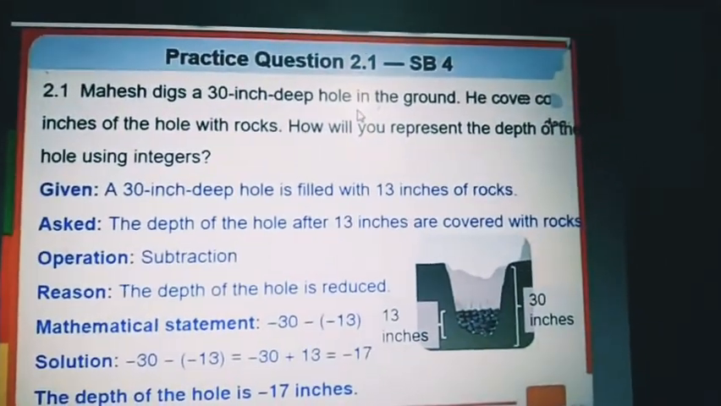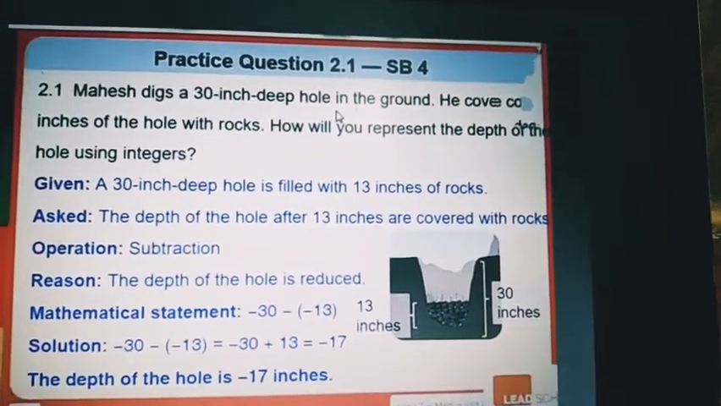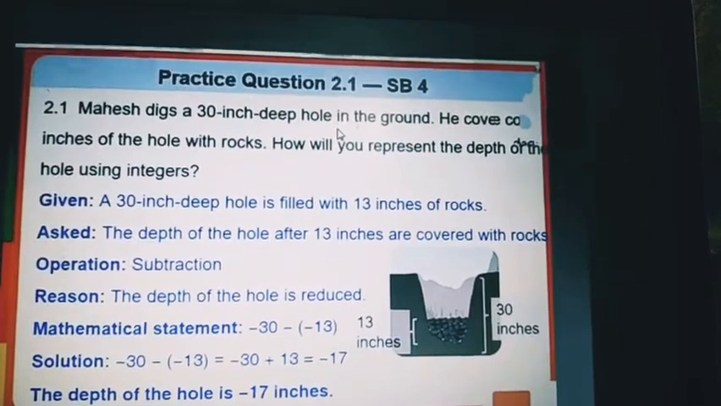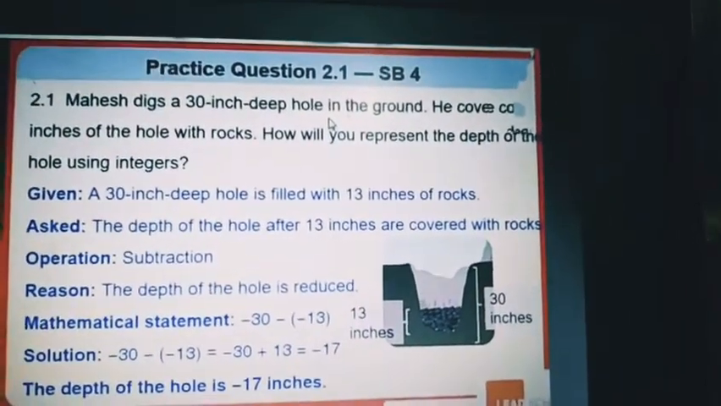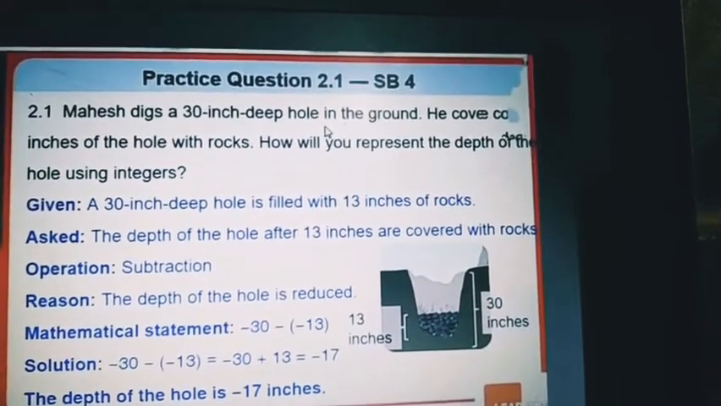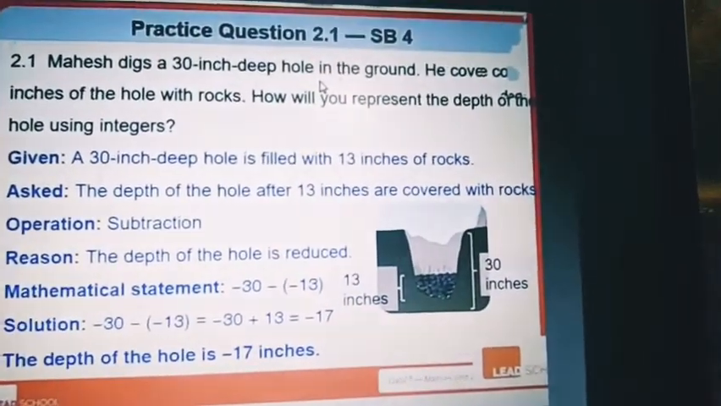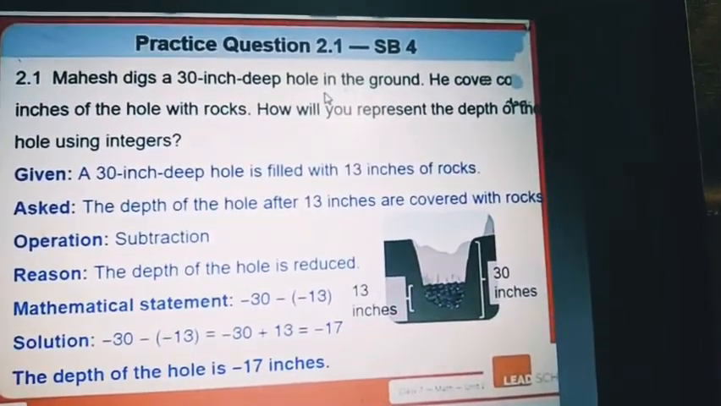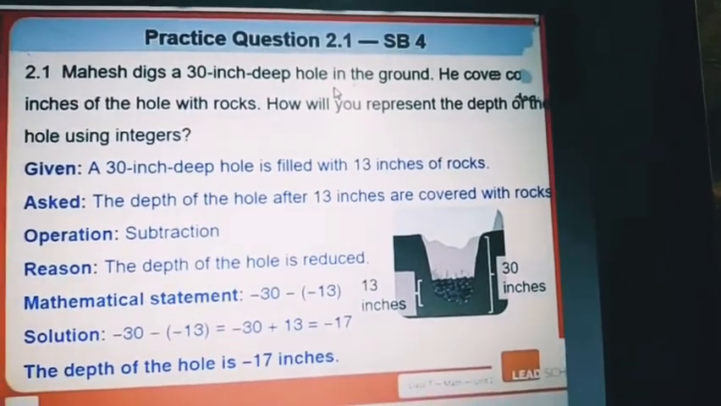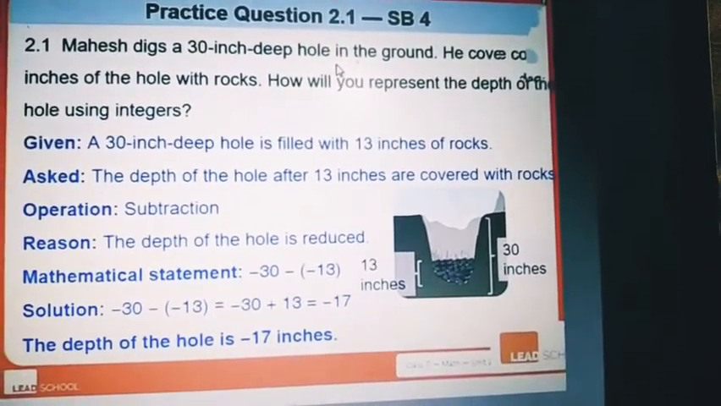So see this practice question given in your lead class. Mahesh digs a 30-inch deep hole in the ground. He fills 13 inches of the hole with rocks. How will you represent the depth of the hole using integers? This is the question. So a 30-inch deep hole is filled with 13 inches of rocks. So what is asked? The depth is being asked after 13 inches are covered with the rocks. So I have to subtract.